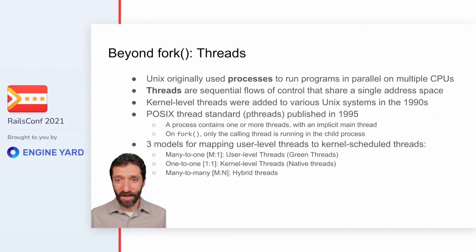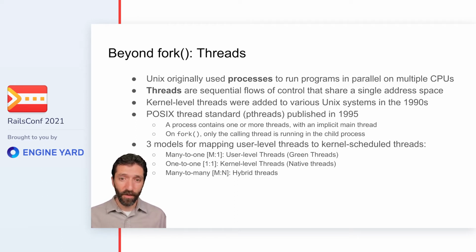This standard defines that a process contains one or more threads, and for every process there is an implicit main thread. And so when a process calls the exit function to terminate, all of the other threads are terminated as well. The standard also says that on fork, only the calling thread is running in the child process, so no other running threads are copied over.